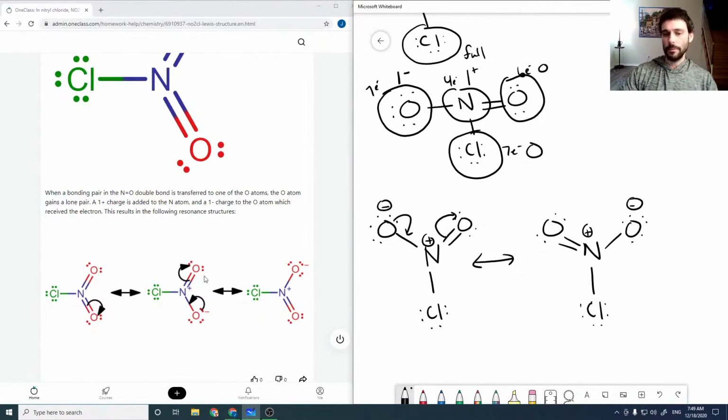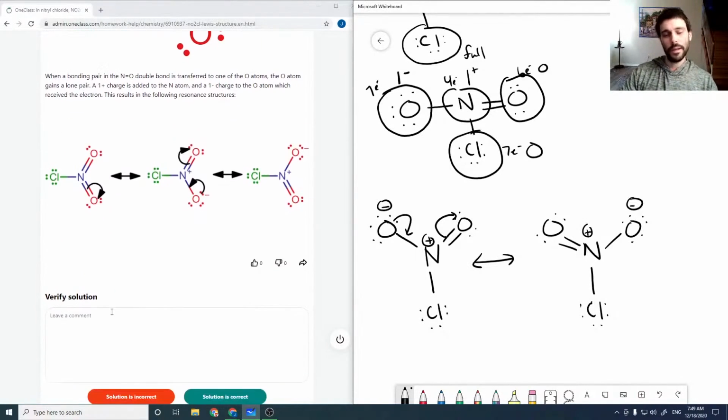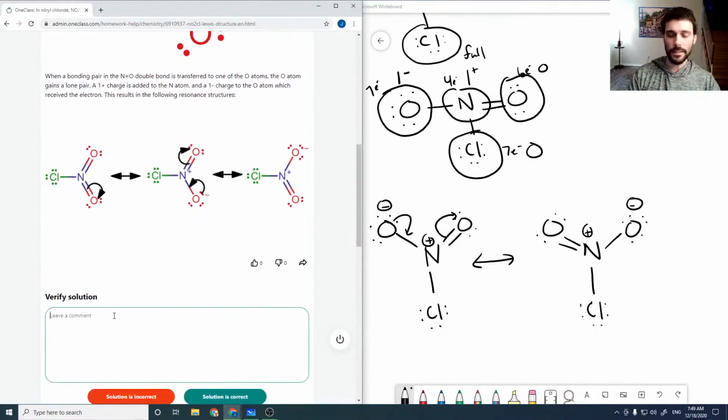So I think I'm happy with the two that I've drawn, but I guess technically that one is a resonance structure, but I would go with the two I've drawn. So that's it. Solution is correct. 5 bonds.